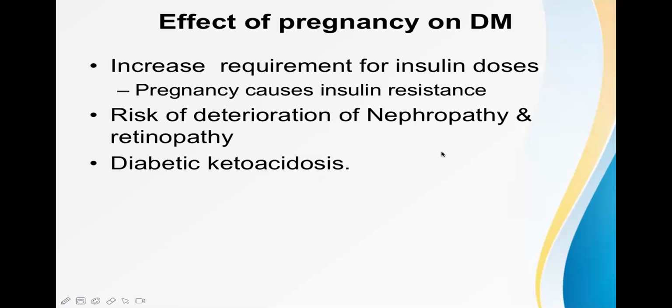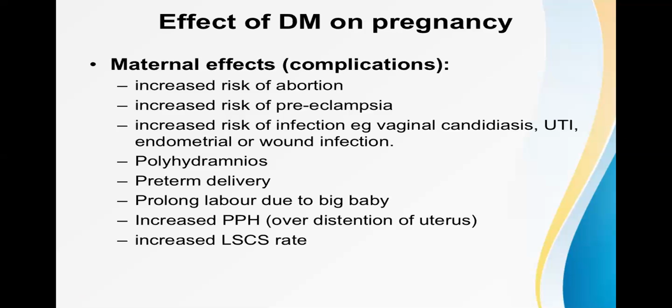Overt diabetes means she's already having diabetes before she is pregnant. So what is the further effect of pregnancy on that diabetes? So this is the explanation. Now, what are the maternal complications, the maternal effects, because of diabetes? Let's talk about it.